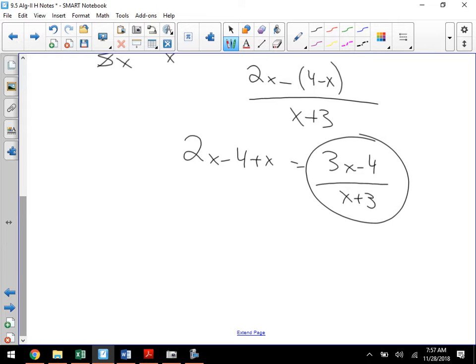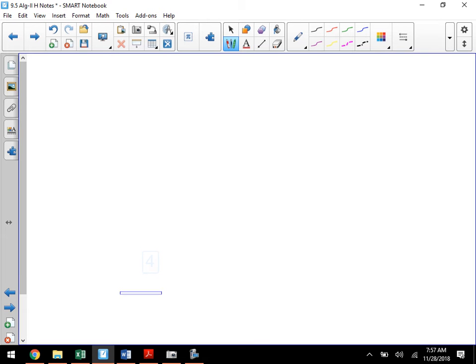So far, so good. It is 4 minus x. Did I distribute the negative 1 to both parts? Is 4 positive or negative? Okay.